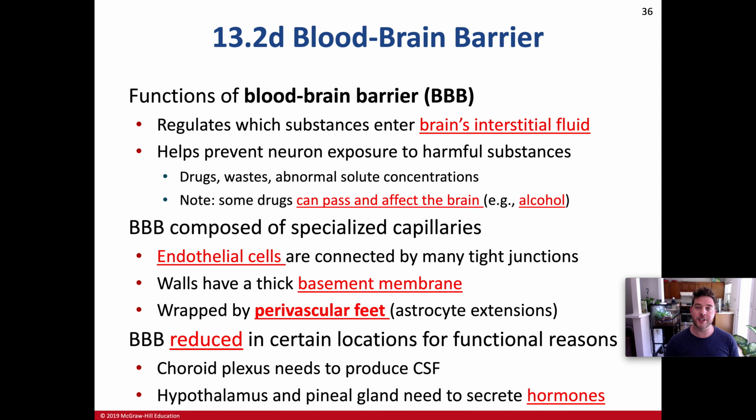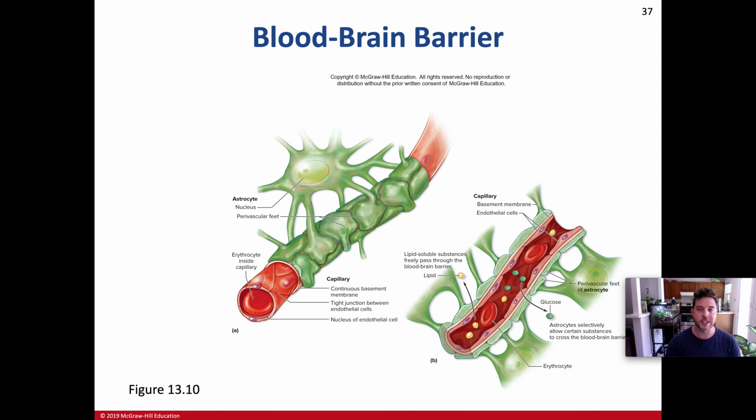And it's wrapped by perivascular feet from the astrocytes. That was from chapter 12, where we talked about the different glial cells, and the astrocytes are in the central nervous system, wrapping around the capillaries. The blood-brain barrier is reduced in certain locations for functional reasons. In the choroid plexus, you need to be able to produce cerebrospinal fluid, and the hypothalamus and pineal gland of the brain are endocrine glands, so they have to be able to release their hormones. There you go, there is your blood-brain barrier, the astrocytes wrapping around it. You have these small little spaces that would allow for filtration.